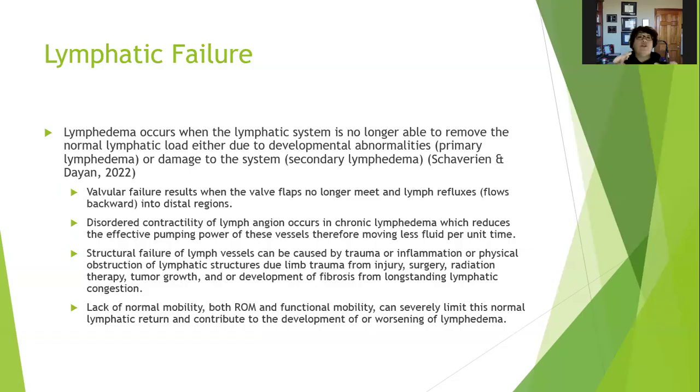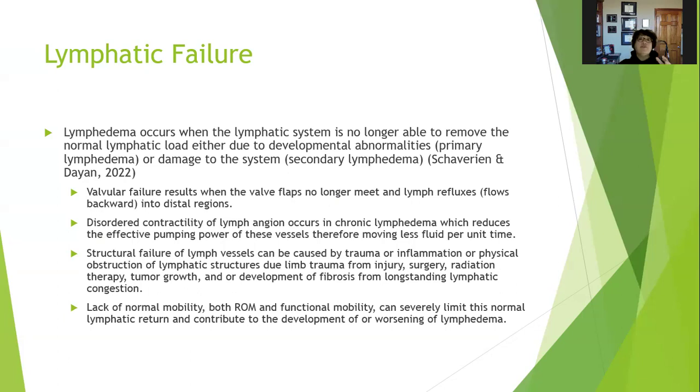You can have disordered contractility of the lymphangion in chronic lymphedema, which reduces the effective pumping power of these vessels, and so that it moves less fluid. So you still have the same amount of fluid, but the system isn't handling it the same way. It's like you have a water system and a few of the pumps aren't working. And so you can't move as much fluid as you could before those pumps shut down.